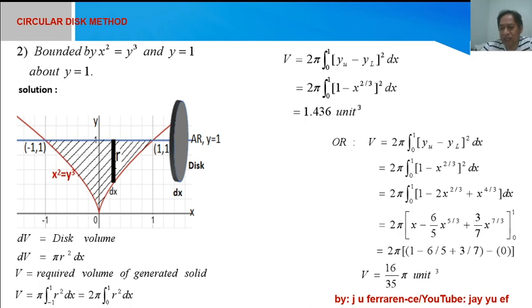Now, with limits of integration from 0 to 1, with the upper limit being substituted to your x, my first term is having a value of 1. My second term has a value which is minus 6/5. My third term has a value of 3/7. When 0 is substituted, every term has an expression x, so the function value there becomes 0. So, combining them and simplifying the result, we arrive with a volume which is equal to 16/35 π cubic units, which is actually having an approximate value which is the same as our previous answer.